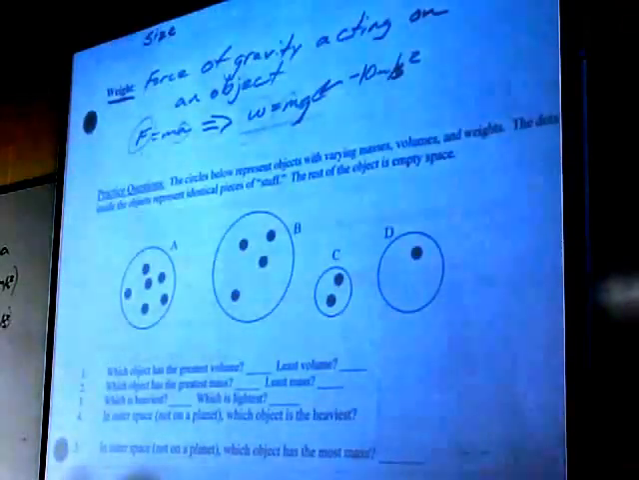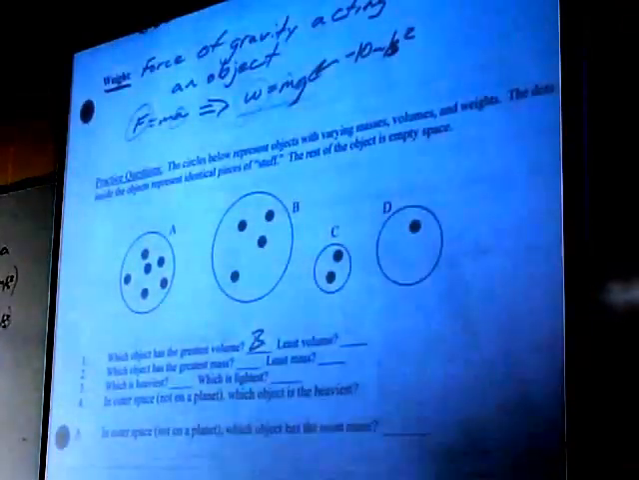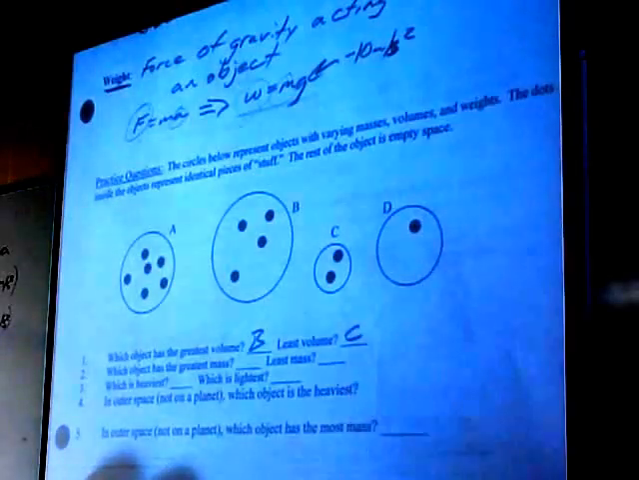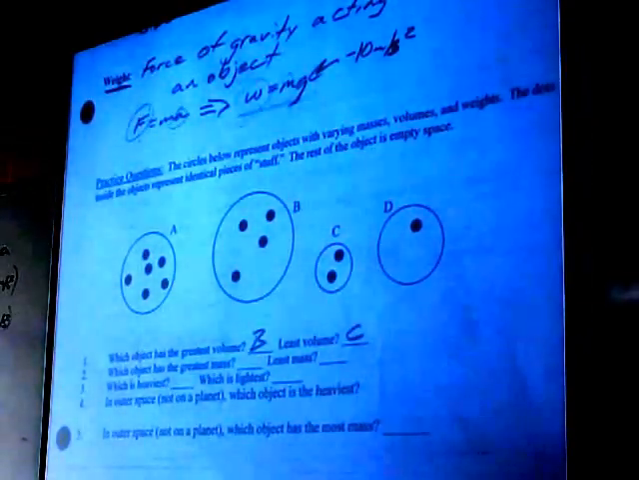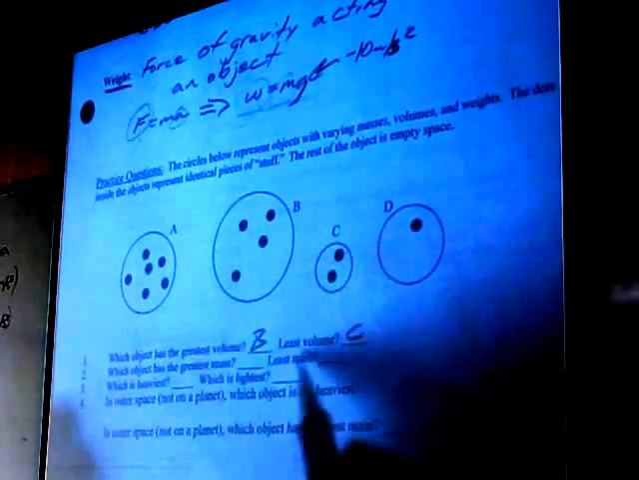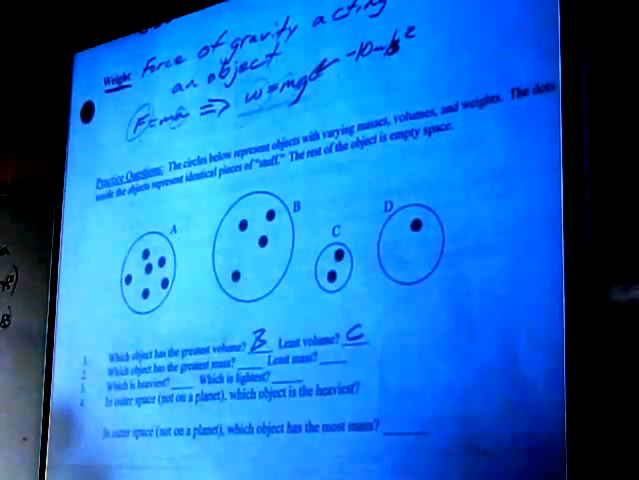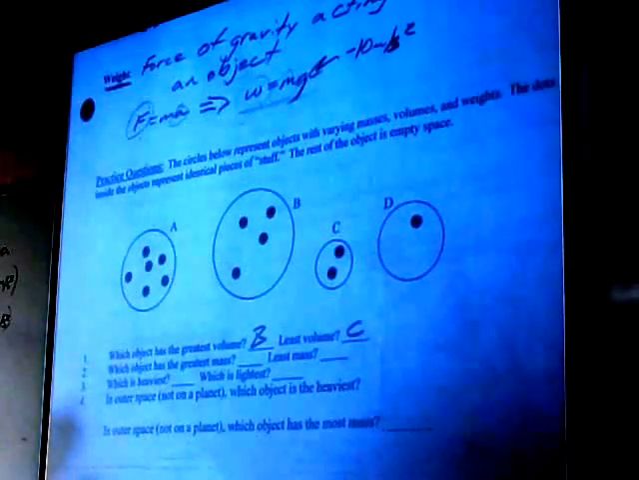Volume is the amount of space it takes up. Size. Which one's biggest? C. Least volume? B. Those are probably the answers if somebody didn't really know anything and was just guessing their way through this. They saw greatest, least, they'd probably guess those things. So volume is the one that intuitively makes the most sense.